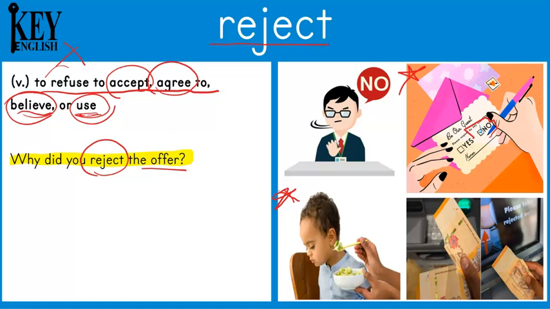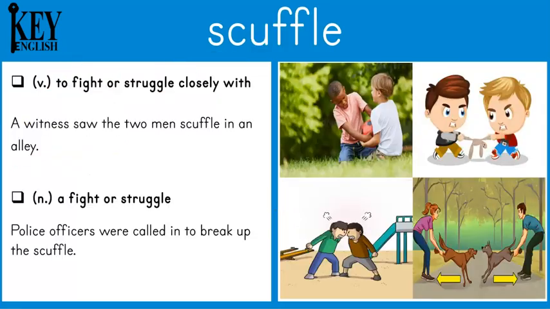And a machine might reject something too. If you have money that is broken, like this one here, and you try to put it inside the machine, then the machine might reject the money. So anytime that you say no or refuse something, you can use this word reject to explain that action.